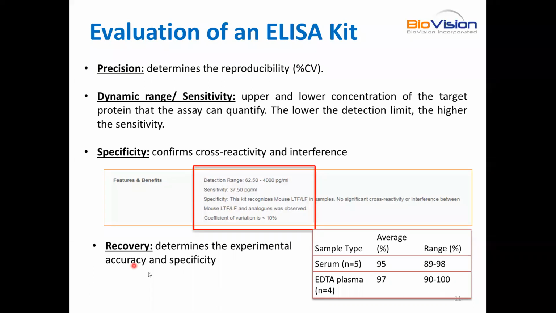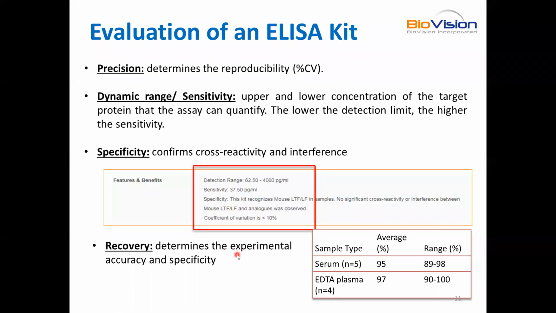Then last is the recovery. As I already mentioned, it determines the experimental accuracy and specificity of the experiment. It also reflects the loss of the target protein in the sample analysis process. As I mentioned earlier, the higher the recovery, the higher the accuracy. So as you can see, the higher the recovery rate, the higher the performance or accuracy of the ELISA kit.